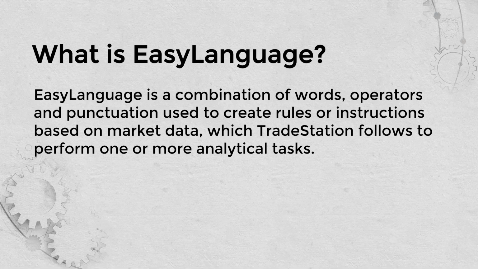We're going to put words together to create rules or instructions that TradeStation is going to follow. Now, there's different actions or different tasks that TradeStation can perform, whether it is drawing a line on a chart, whether it is marking a specific candle or a specific bar based on a condition or a filter that has been met, or maybe a strategy that generates an order when a condition is met. So that is what Easy Language allows us to do.